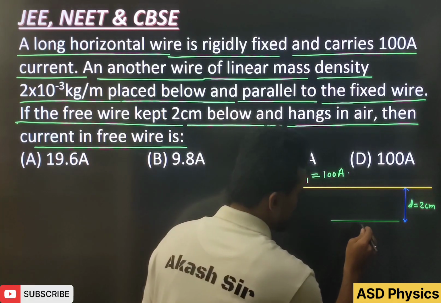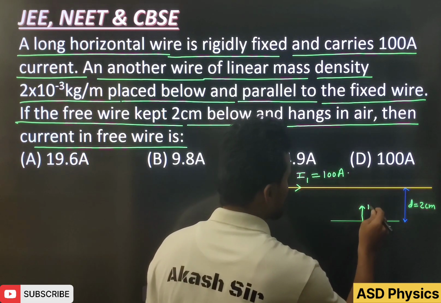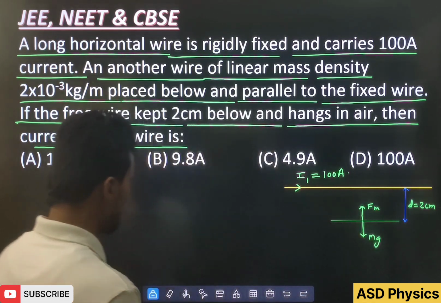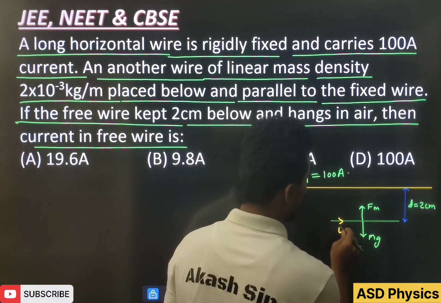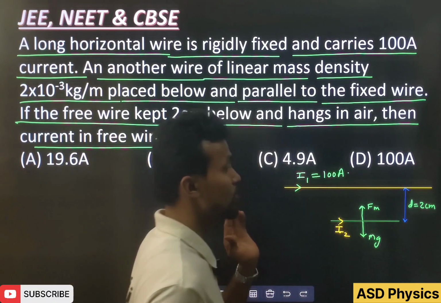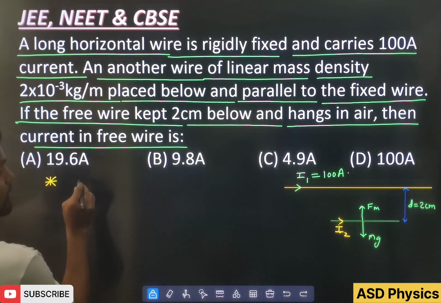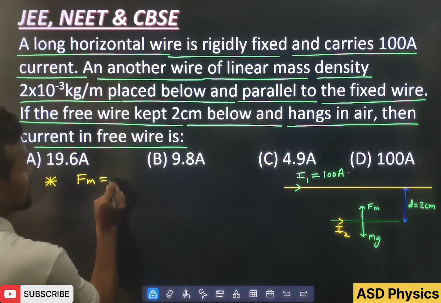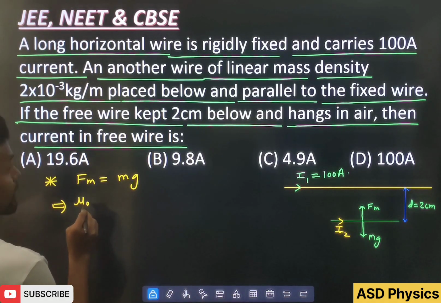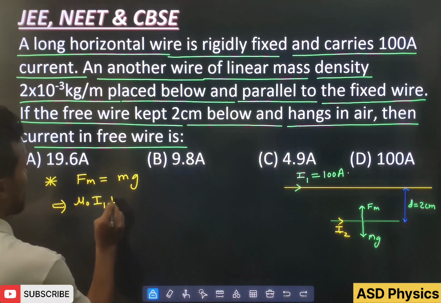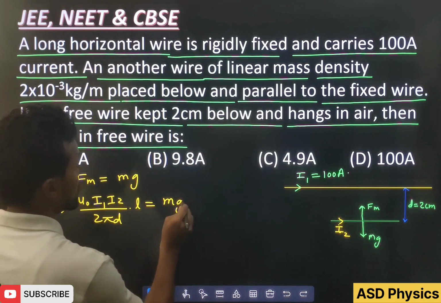And you know very well, this wire wants to go downward. So the magnetic force should be in which direction? Upward direction. For upward direction, the wires should attract each other. So for that, the current I2 will flow in this direction, then only the wires will attract. This is the basic thing. After that, for the equilibrium of the wire, Fm is equal to mg should happen. And what is Fm? Mu naught I1 I2 by 2 pi d into the length of the wire is equal to mg.